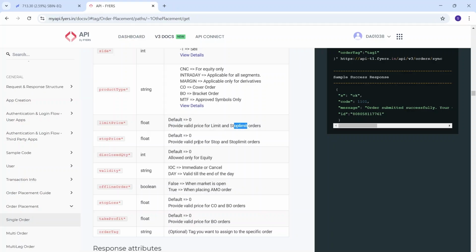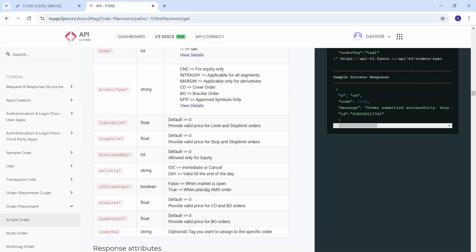Stop price is basically the trigger price, and I use it whenever I'm using a stop market order or a stop limit order. And then we have disclosed quantity, which is usually 0 by default. Validity means whether I want to take the entry right now or not, and usually we will use day, which means the trade is valid till the end of the day.